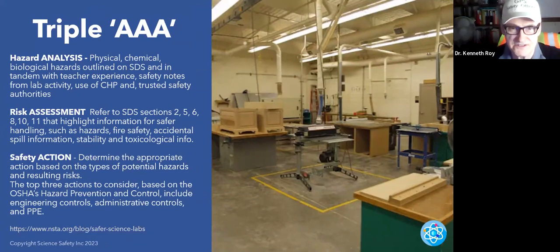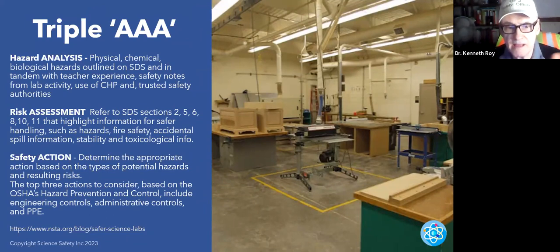Here's an analysis. What's a hazard analysis? Physical, chemical, biological hazards. We already talked about this. Those are the three types of hazards in laboratories outlined on a safety data sheet, or SDS, and in tandem with teachers' experience. Remember I told you, try to find veteran teachers who've been around. It's not their first rodeo. They know hopefully what they're doing and can be of help to you.